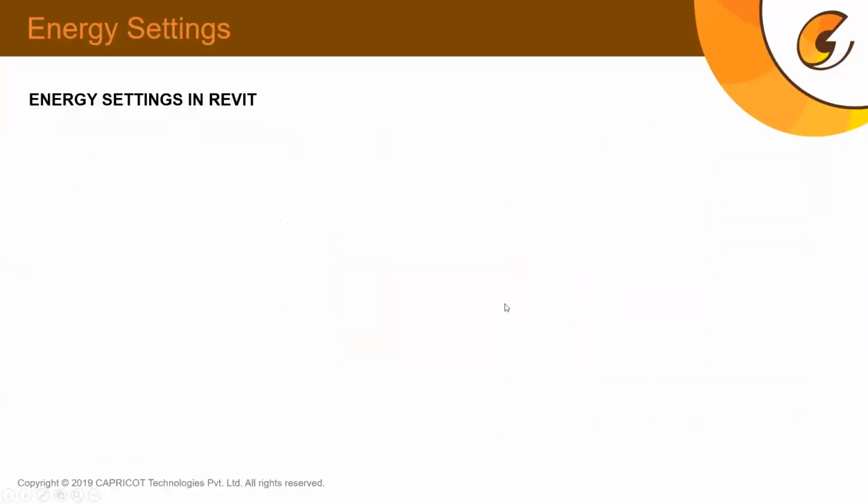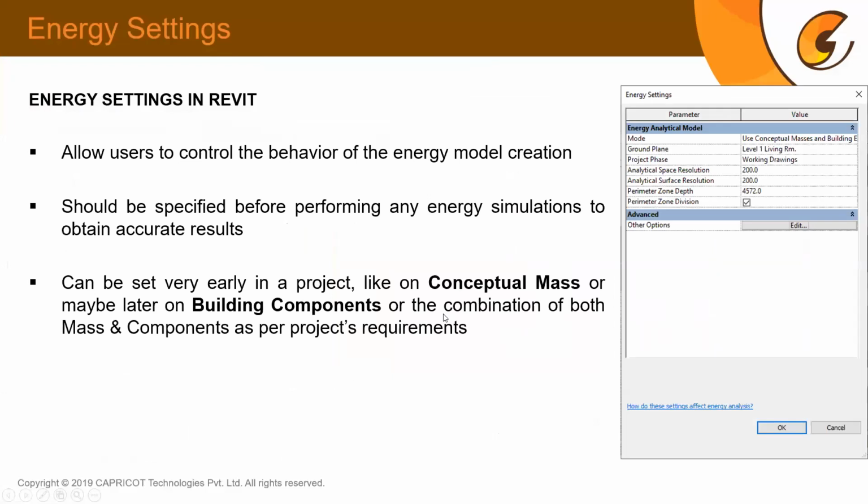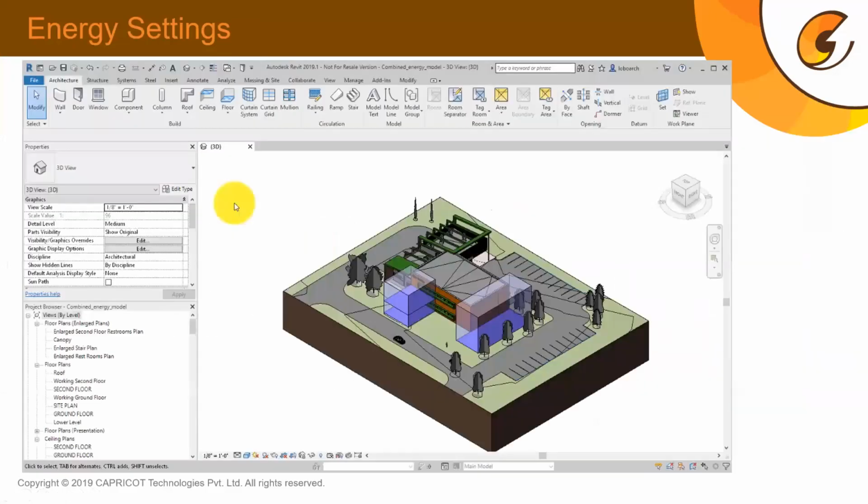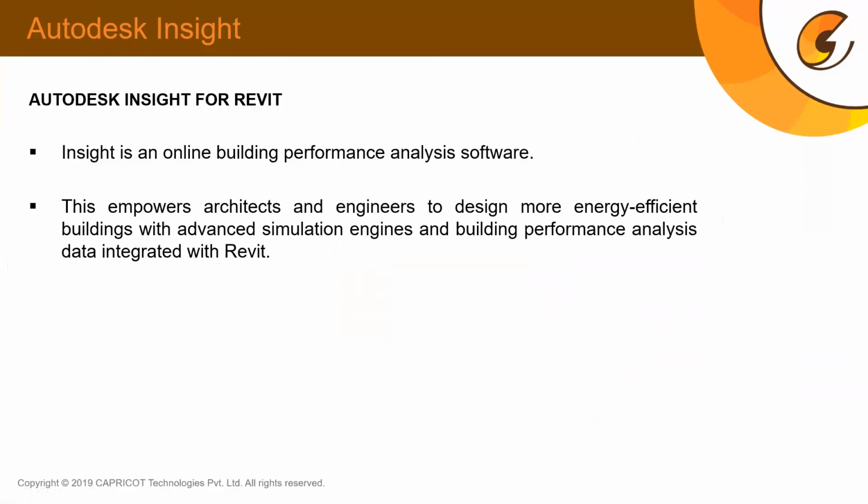Now, the next important thing is that we have something called energy setting, because the next part that I'm going to discuss is Insight, Autodesk Insight. To be able to get a very good result on Autodesk Insight, we need to put good time on energy settings. Autodesk Insight is an online building performance analysis software. Like I said, most of the things that I have shown till now, except for heat load analysis, are online or cloud based.